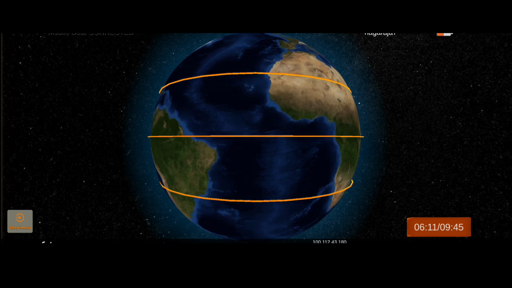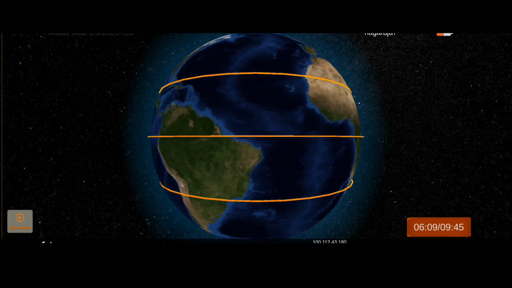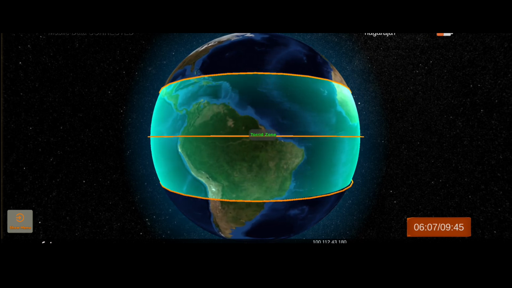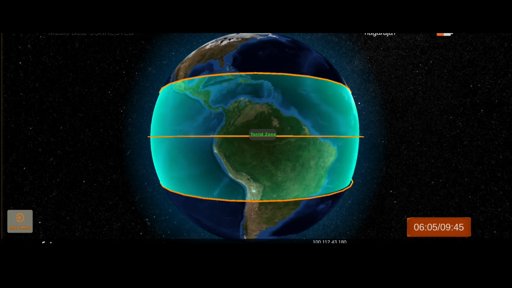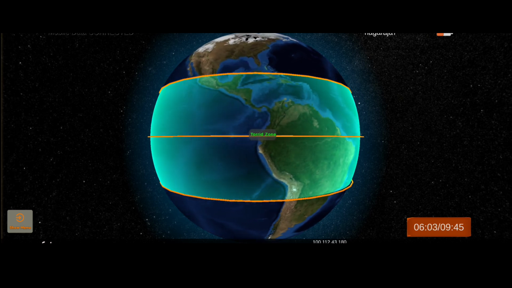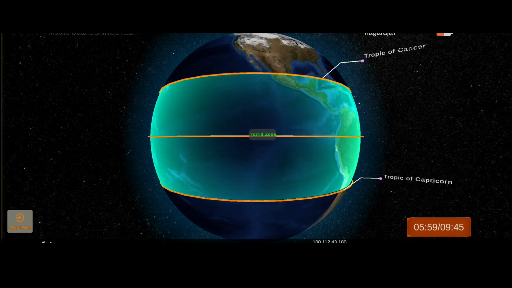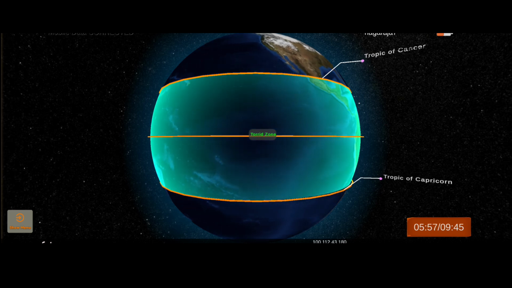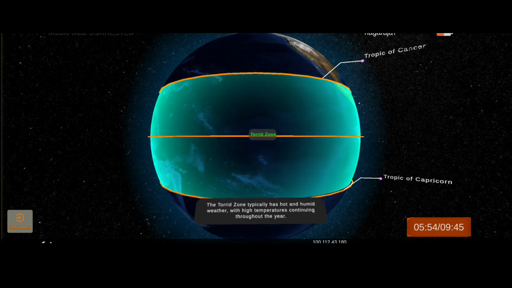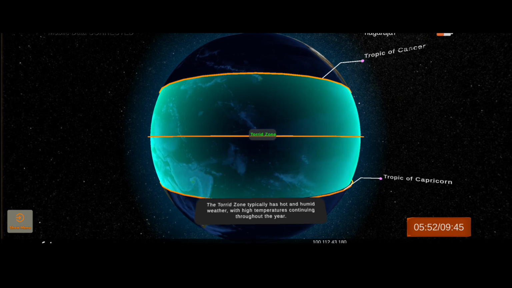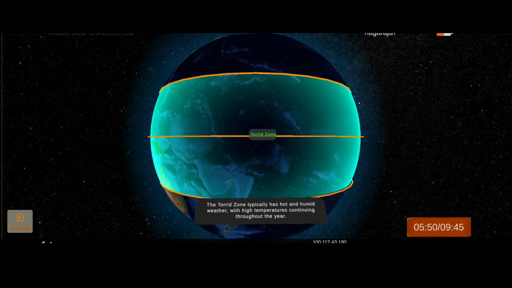Now, let's explore the different heat zones on Earth. Here, we can see the torrid zone, also referred to as the tropical zone. It is situated near the equator, between the Tropic of Cancer and the Tropic of Capricorn. The torrid zone typically has hot and humid weather, with high temperatures continuing throughout the year.